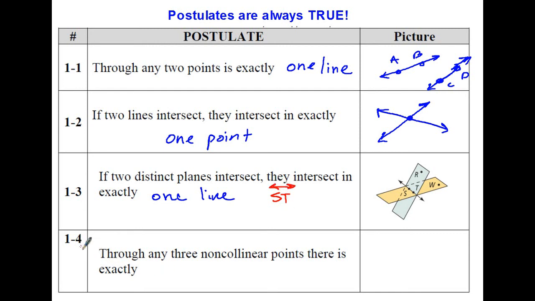And then finally, postulate 1-4, through any 3 non-collinear points, there is exactly one plane. So let me go ahead and draw that out. If you choose 3 points, non-collinear meaning they're not on the same line, I choose this point here, and this point here. Well, that draws out a plane.